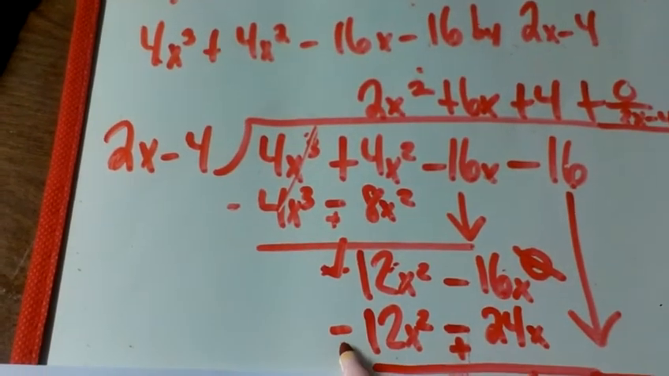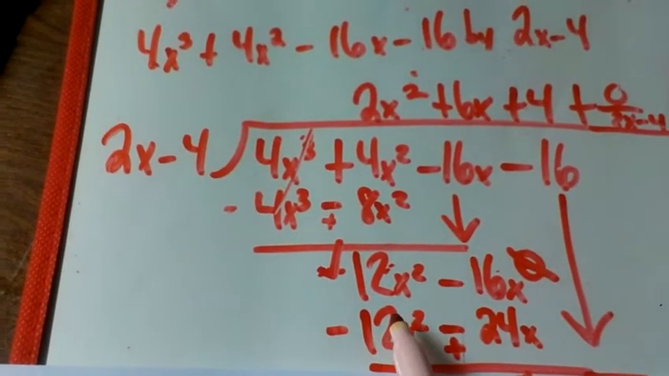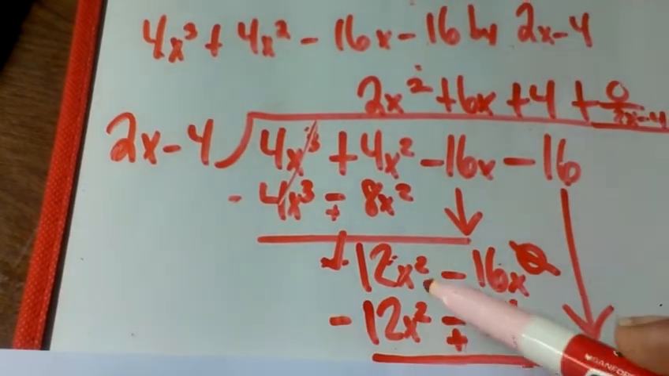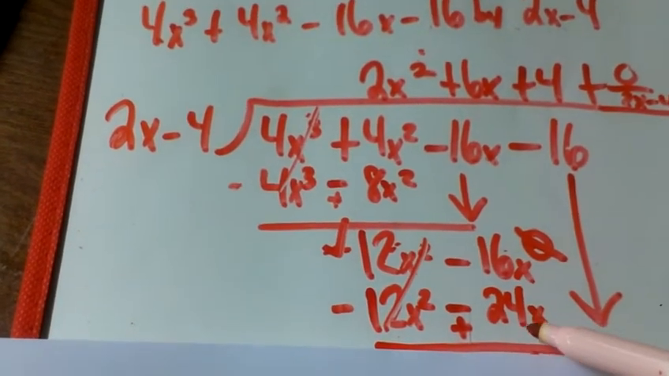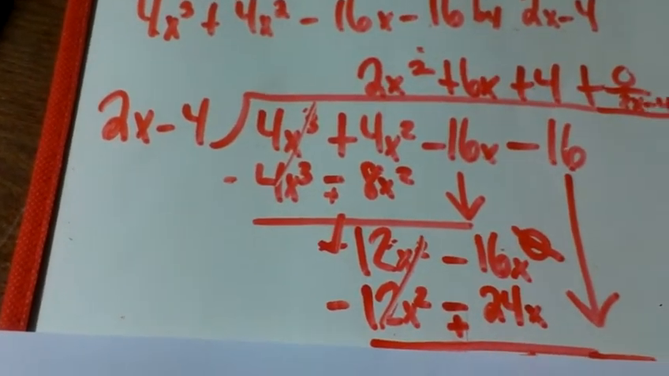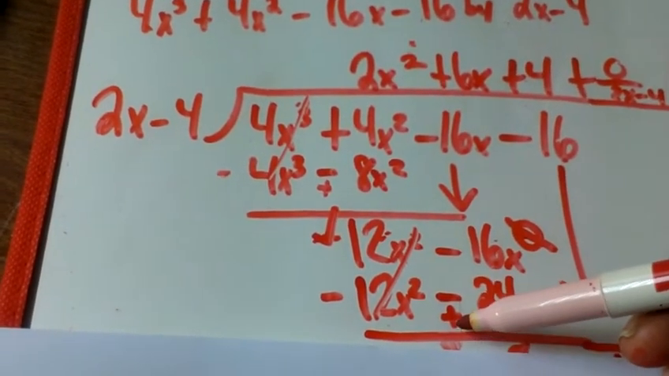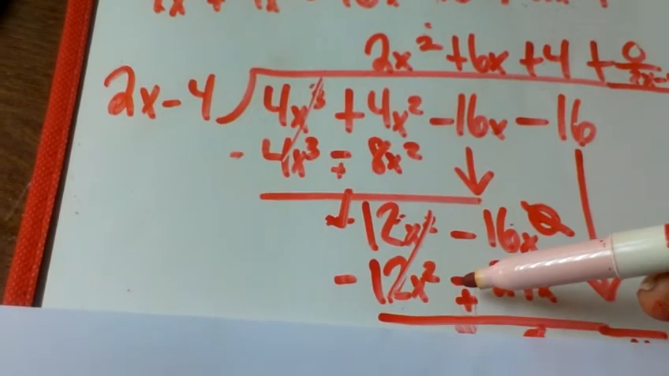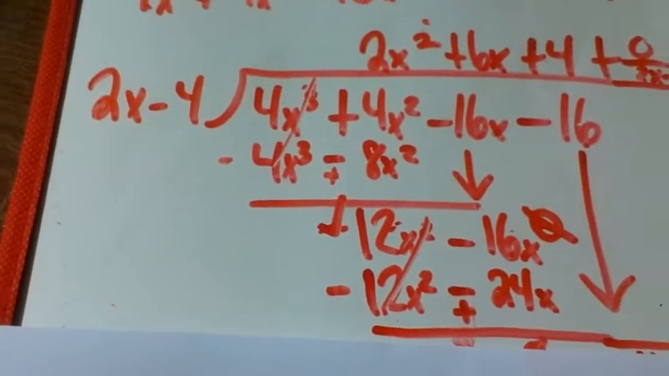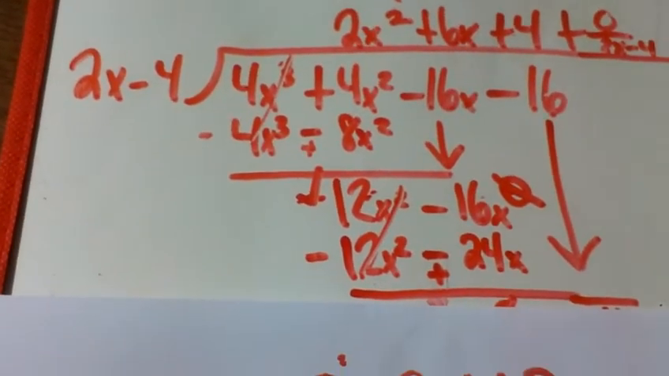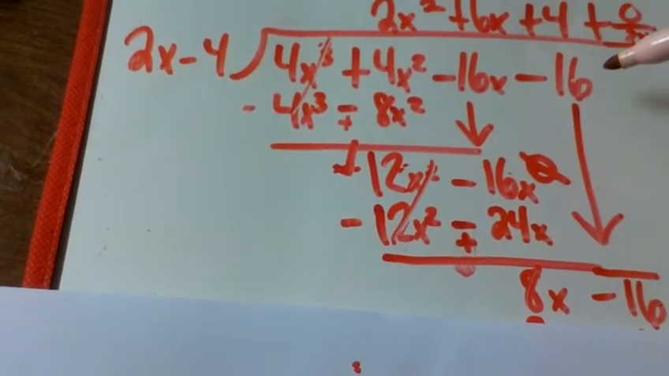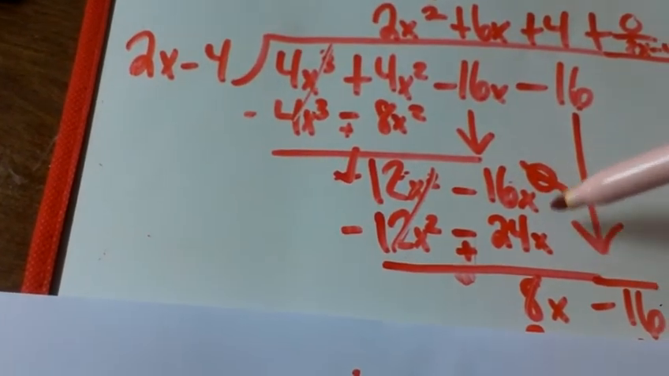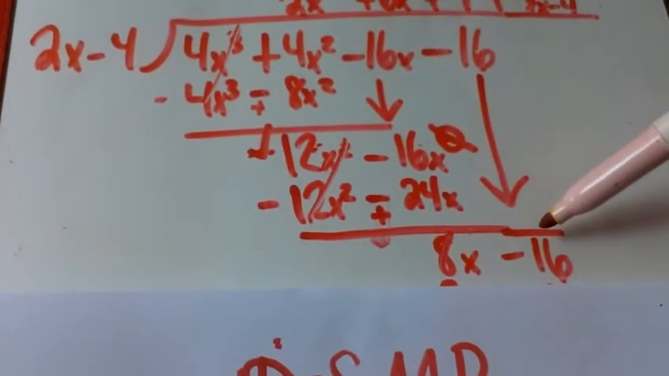And then we change our signs. Remember, the positive 12x squared becomes a negative, and it cancels. And then we are left with the positive 24x once we change the signs. And I'm always going to write the signs under whatever I'm changing the sign to, and that way you know it's what you need to perform. And then after that, we're left with an 8x minus 16. We end up with 8x, and then we bring down that 16 there.